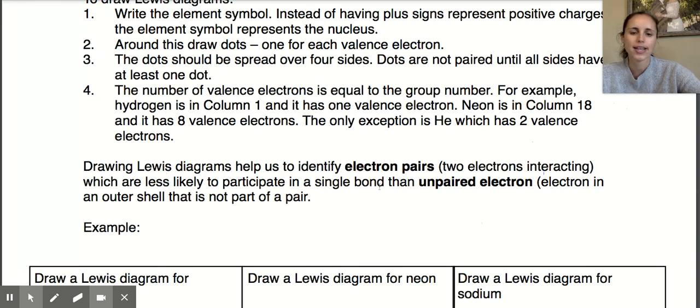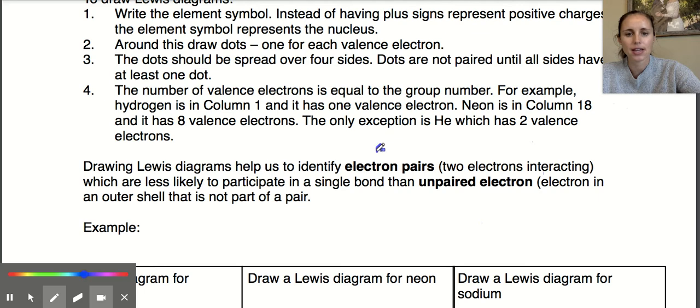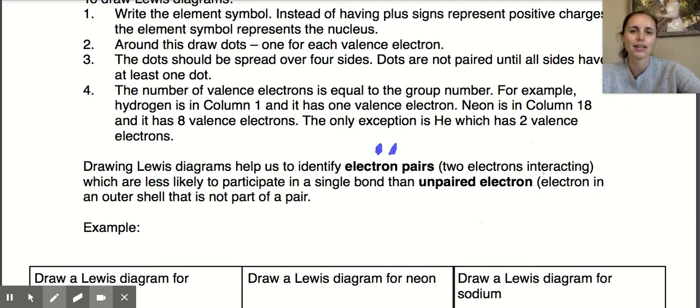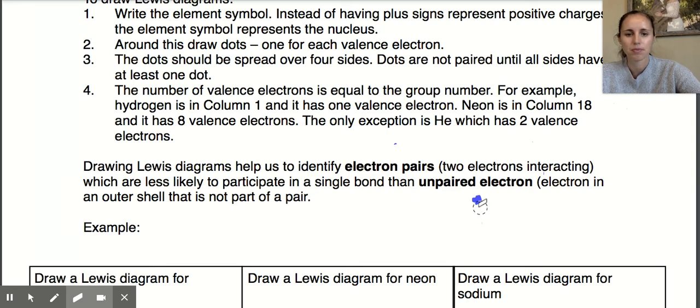Drawing Lewis diagrams helps us to identify an electron pair. An electron pair is when 2 electrons are together on one side of the atom. So it helps you to look at the electron pairs, which are less reactive. It also helps you to identify unpaired electrons. That's when you just have a single electron on the side of the atom. These tend to be very reactive. So we're going to take a look at how to draw Lewis diagrams.